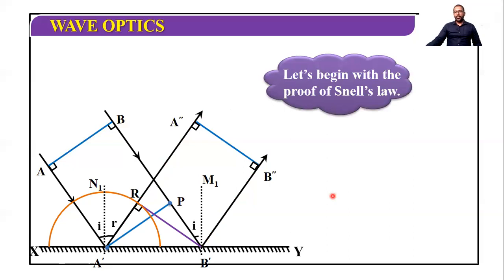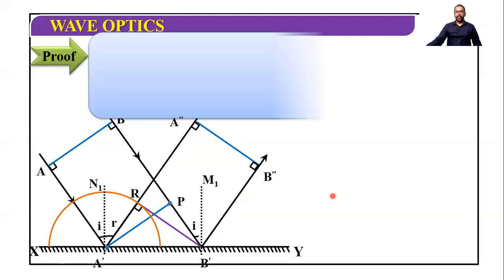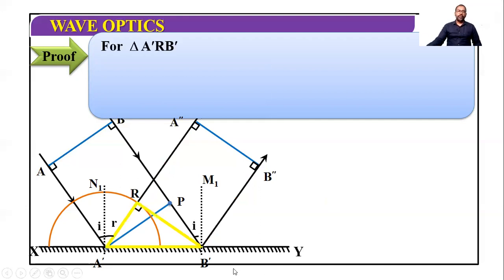Now we have to draw a proof using this law, reflection. It means we have to prove I and R are both the same. So not Snell's law, we have to prove the laws of reflection. The first law is angle of incidence is equal to angle of reflection, and that we have to prove. So let me start with the proof. We consider this highlighted triangle, A dash R B dash. In that triangle, this angle R is 90 degrees.